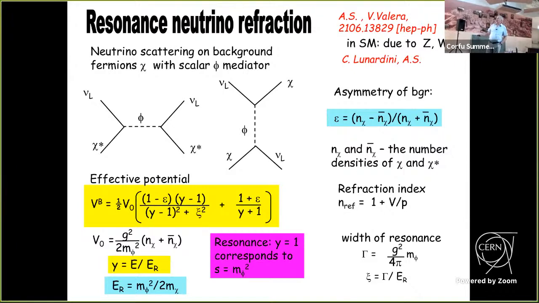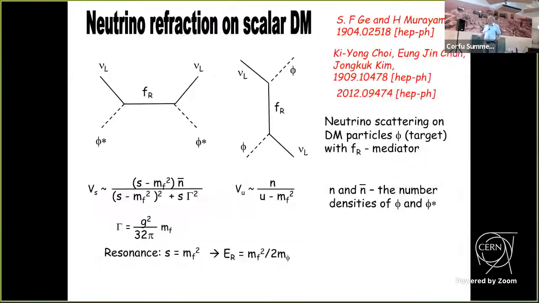So Y here is just energy over the resonance energy. There is a resonance here, and the resonance energy is the mass of the mediator squared over the mass of the target. Now, what else is here? The gamma, the width of the resonance, is extremely small. In many cases it can just be neglected. So G is 10 to the minus 7.